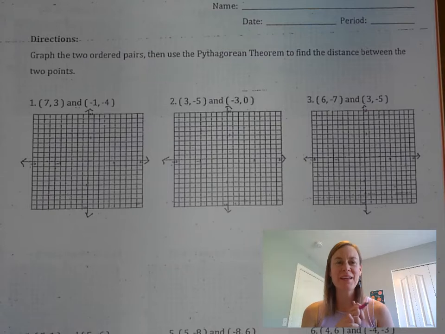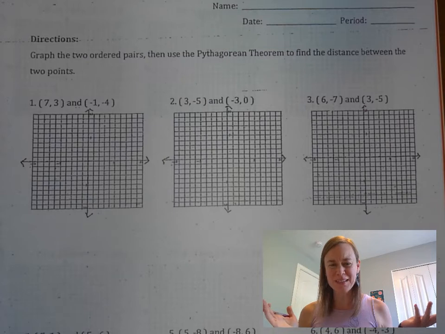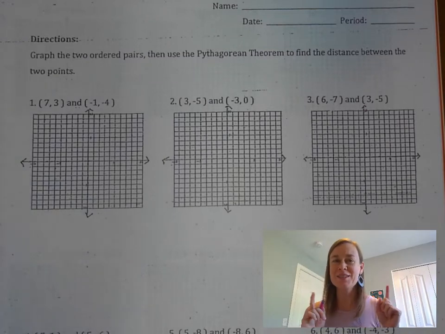Today we're going to be talking about how to find the difference between 2 points. You might be asking yourself, what does that have to do with the Pythagorean theorem? Well, I'm about to show you.